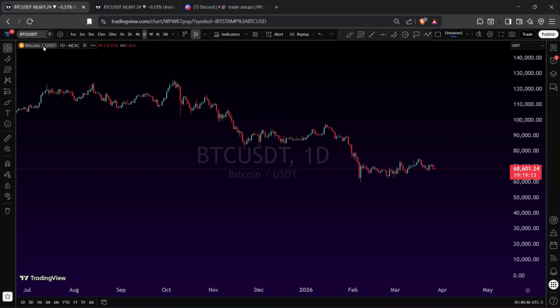To build this setup, I'm going to use the Bitcoin chart on the daily time frame as our primary example. However, understand that the mechanics of this system apply universally. You can use this exact same framework on the 1-hour time frame, the 4-hour time frame, or the weekly chart. Market structure is fractal, meaning the patterns and rules remain consistent across all time horizons.